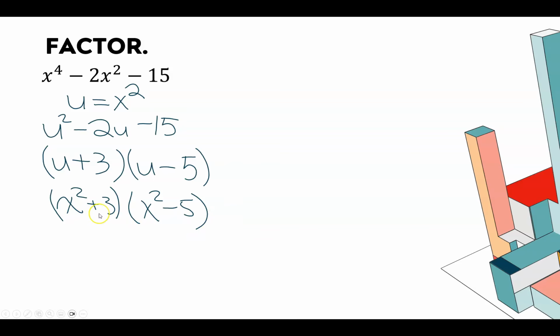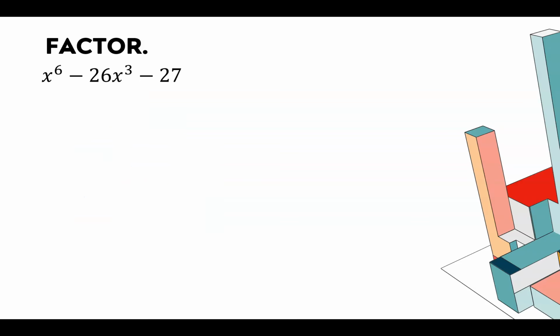Now, x squared plus 3, I suppose we could factor, but that would involve some i's, right? We'd have some complex numbers, which we don't really deal with in calculus. x squared minus 5, though, we can factor as a difference of squares. Apparently, I didn't do that, so we'll deal with that in a later example.